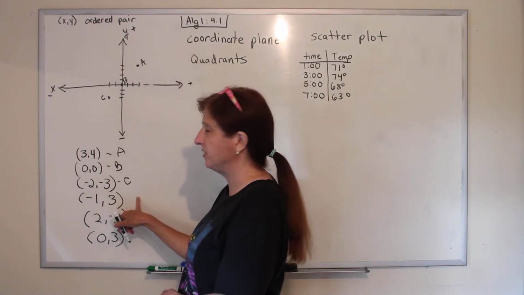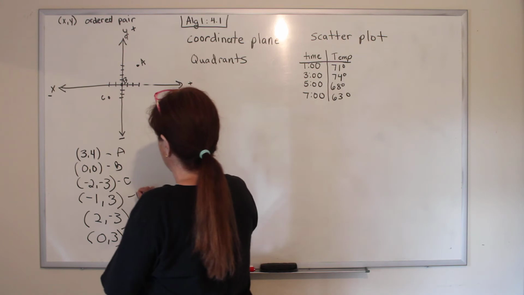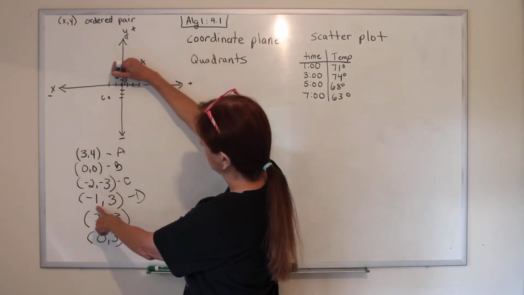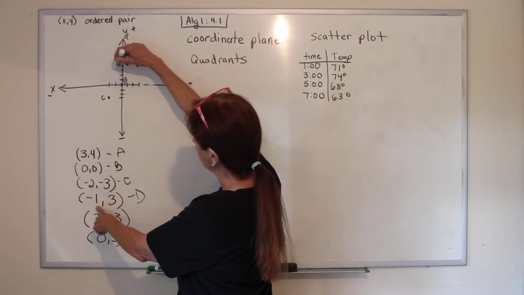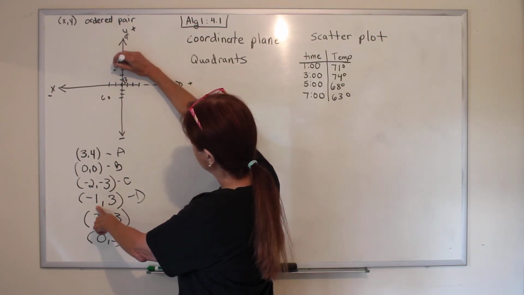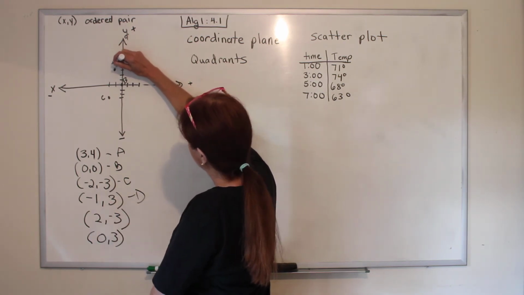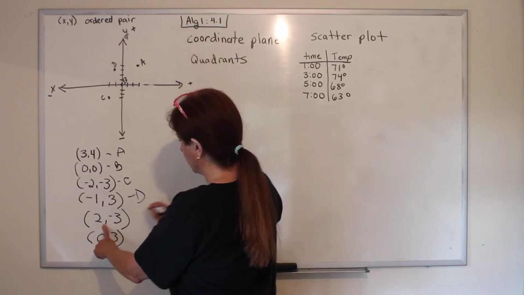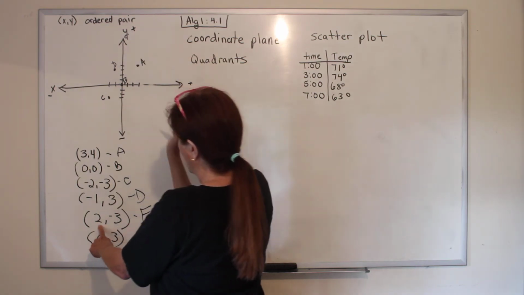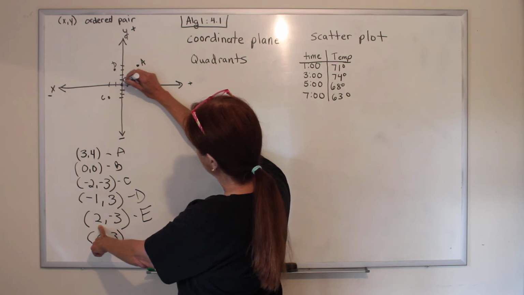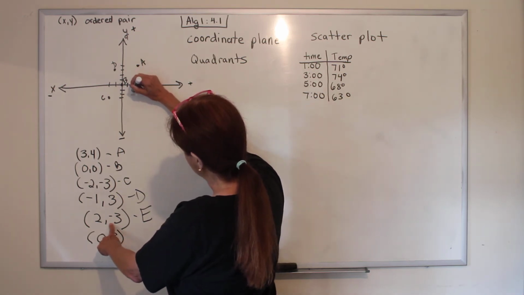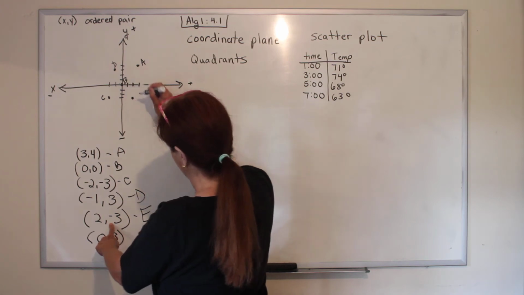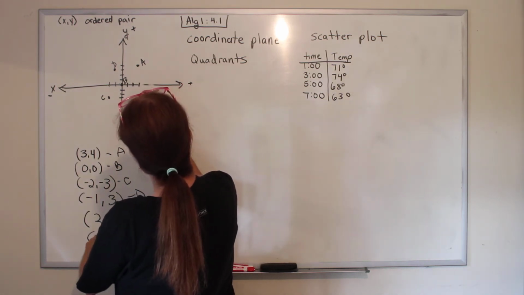Okay, let's do D. This will be our D. For x, we go back 1. And now we're going to go up 3. 1, 2, 3. Put a dot right there. And that's D. Okay, this one can be E. The x is 2, 1, 2. The y is -3. 1, 2, 3. There's our dot. And there's E.